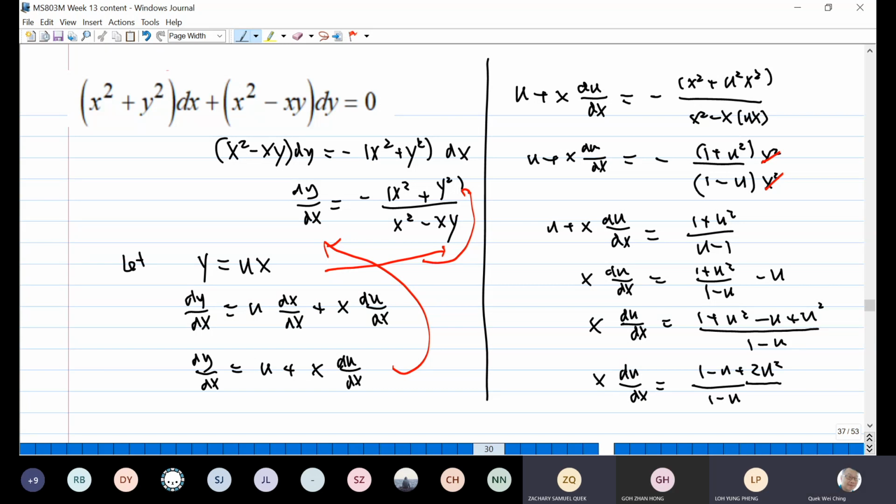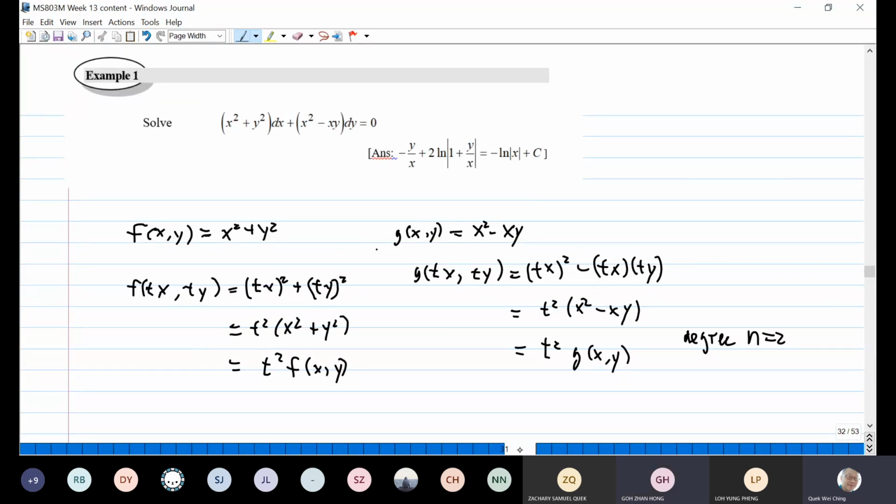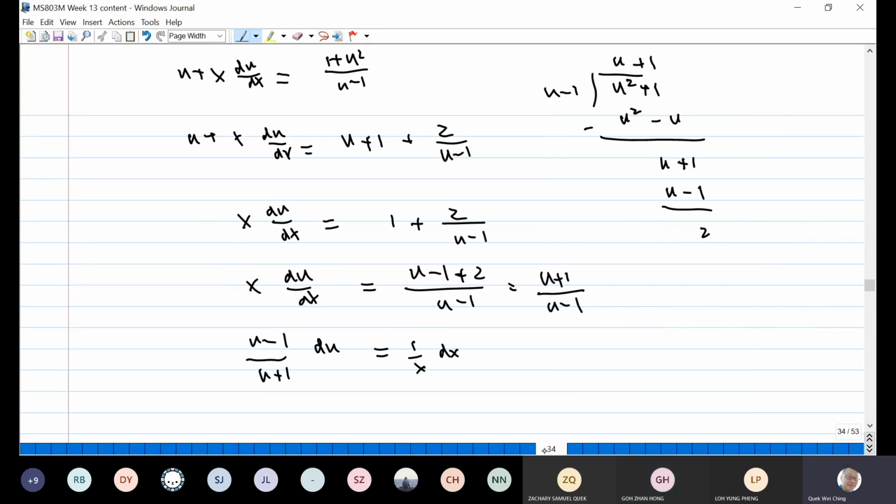Let's do it again. There are many ways to do this. Let's check my answer again, because I worked out the answer before. That's why I know. I think your negative there... 1 by u square over u minus 1, correct? The way I do it is actually just long division only.